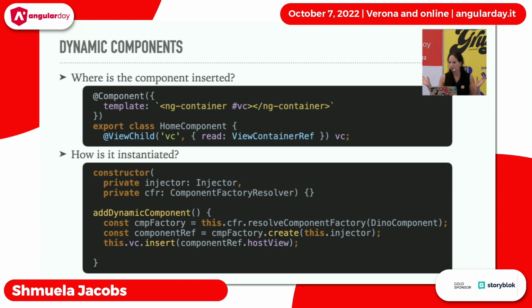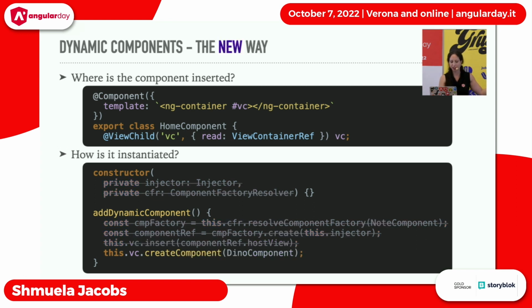All of this was true a few years ago, but now we don't need all of it. We just need one single line. Just createComponent and passing in the component. So it gets the injector from the component that you're on. It gets everything in it, but of course you have more options.